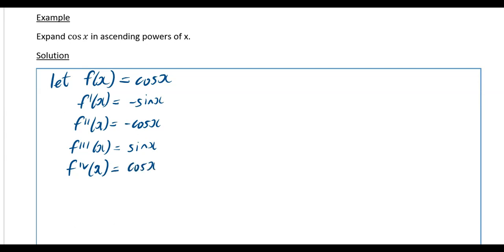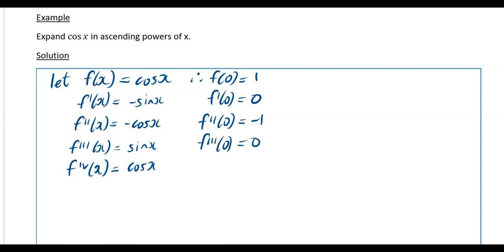That will do us. And then we'll just say therefore, and you'll have your f of 0, so cos of 0 is 1. F dash of 0, so sine of 0, is going to be 0. F double dash of 0 is going to be minus cos of 0, which is minus 1. F triple dash of 0 is going to be 0. F4 of 0 is going to be equal to 1. So we're ready to go.